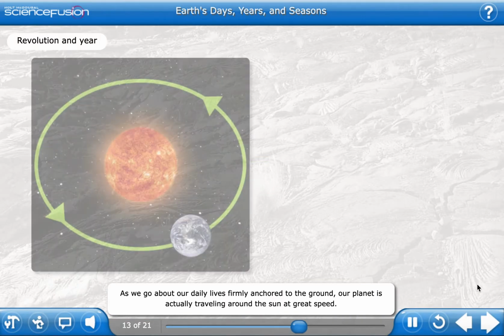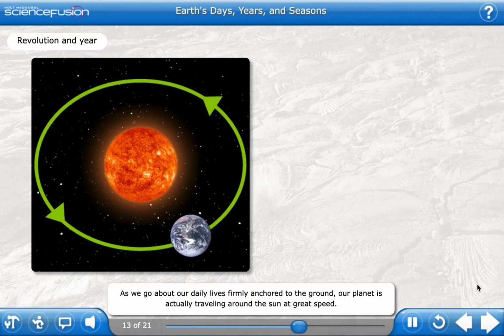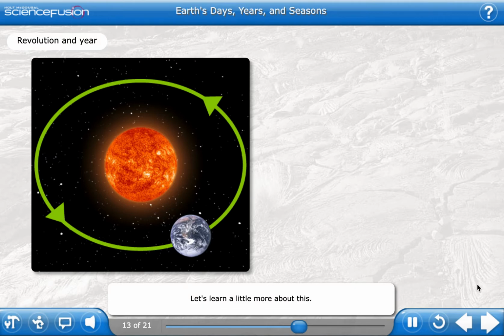As we go about our daily lives firmly anchored to the ground, our planet is actually traveling around the sun at great speed. Let's learn a little more about this.